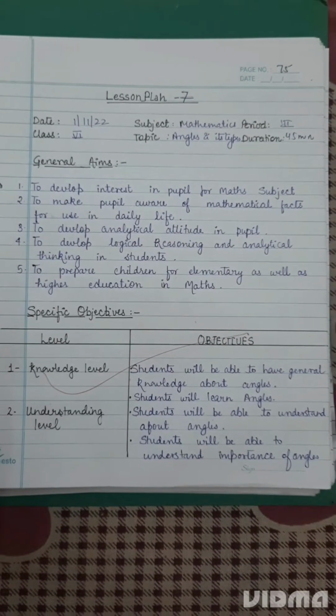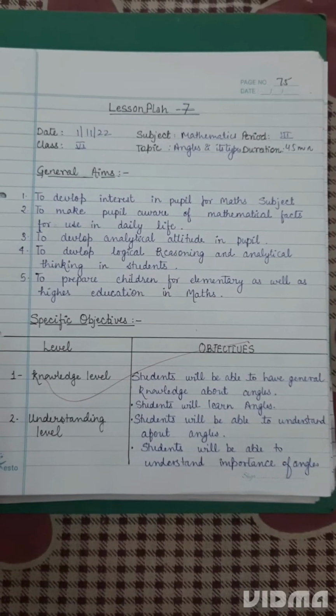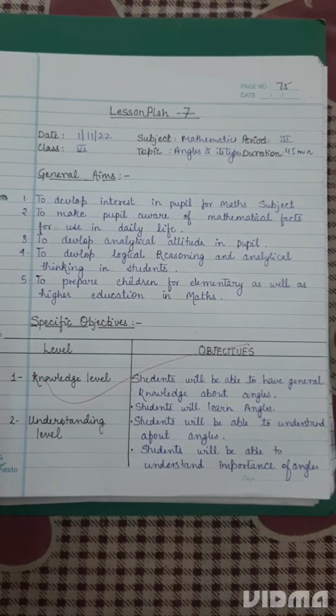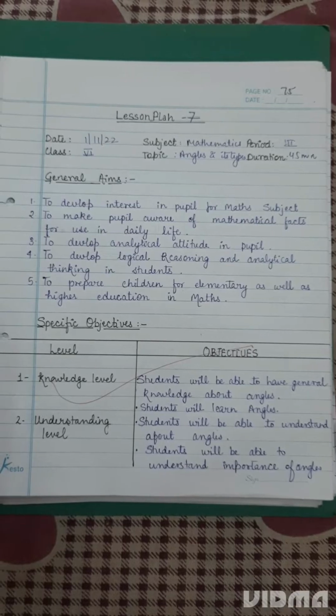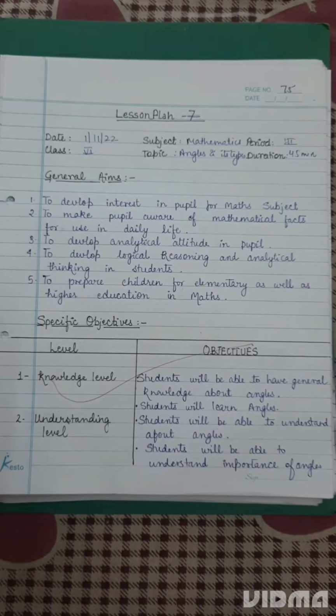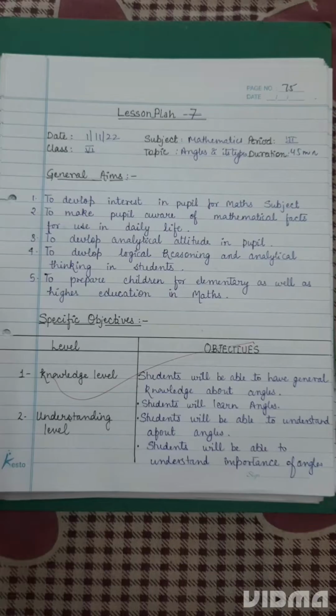Hello pupil teacher, today we are going to discuss how to make a lesson plan on angle and its types. Firstly, you have to write date, class, subject, topic, period and duration. Proceeding further towards the general aims. So let's see what are the general aims.